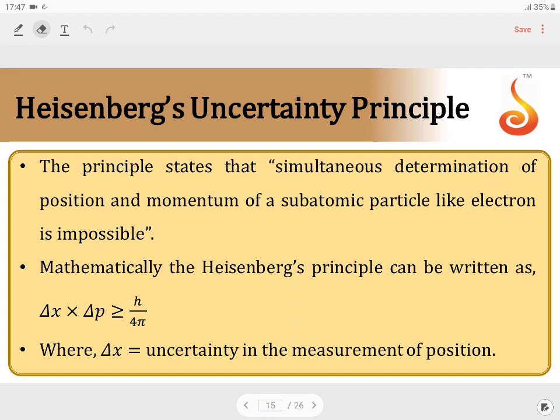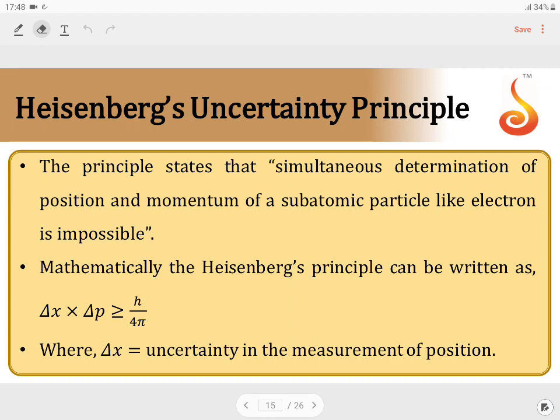But in reality, we cannot locate the position and the momentum of the electron simultaneously. That was given by this Heisenberg uncertainty principle. Let us look at the statement. Simultaneous determination of position and momentum of subatomic particles like the electron is impossible. What does it say? You can find out the position, but when you are finding the position, finding the momentum becomes insignificant, or you can say the momentum will have a lot of error associated with it.